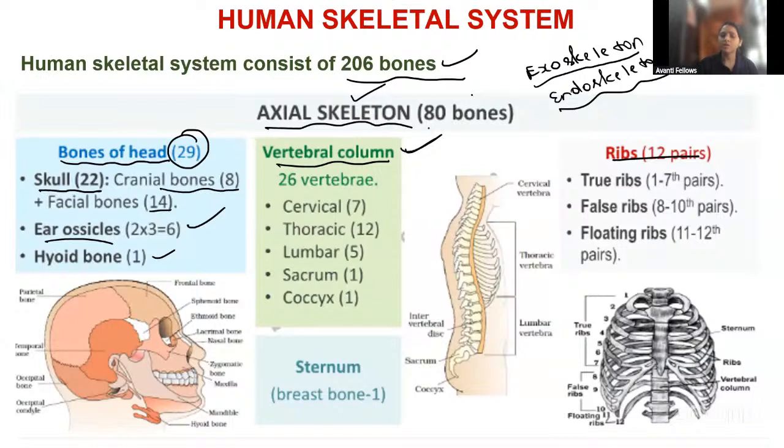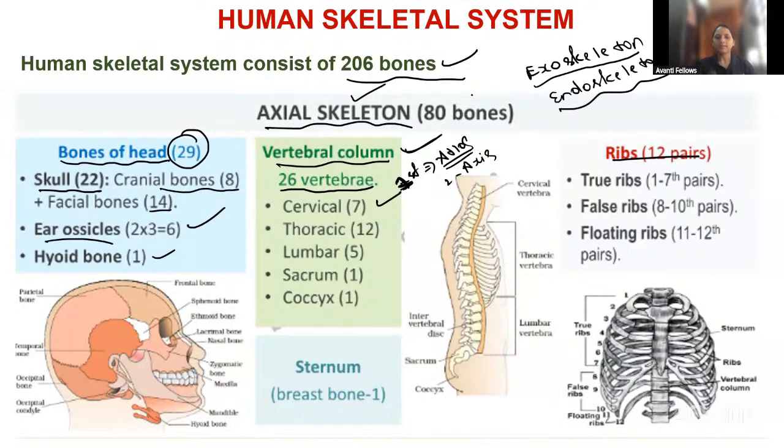And coming to the vertebral column, which is present on the dorsal side, the back side. It consists of a total of 26 vertebrae. Remember, don't get confused over here. There will be 26 vertebrae. 7 are cervical. The first cervical vertebra we call the atlas, and the second one is called the axis.